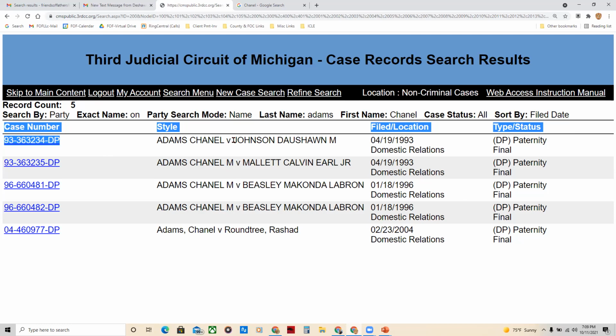Now, for everyone, this is public information. The information is basically public. Now, any of these other cases? Nope, none of the other cases. But let's go into this case. Here we go. Taking a little time here.